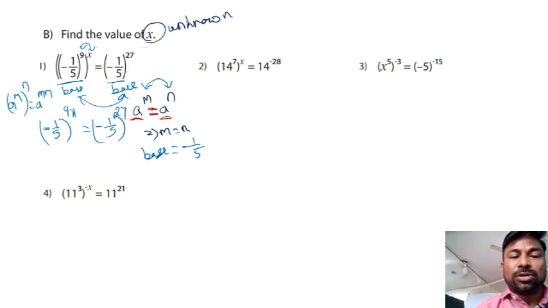Now, if we check it out, the base of this and the base of this are the same, then the powers are also equal. So 9x is the power of the first one and 27 is the power of the next one. Now what we want is x. So what else is there? 9 is there. What is it doing?